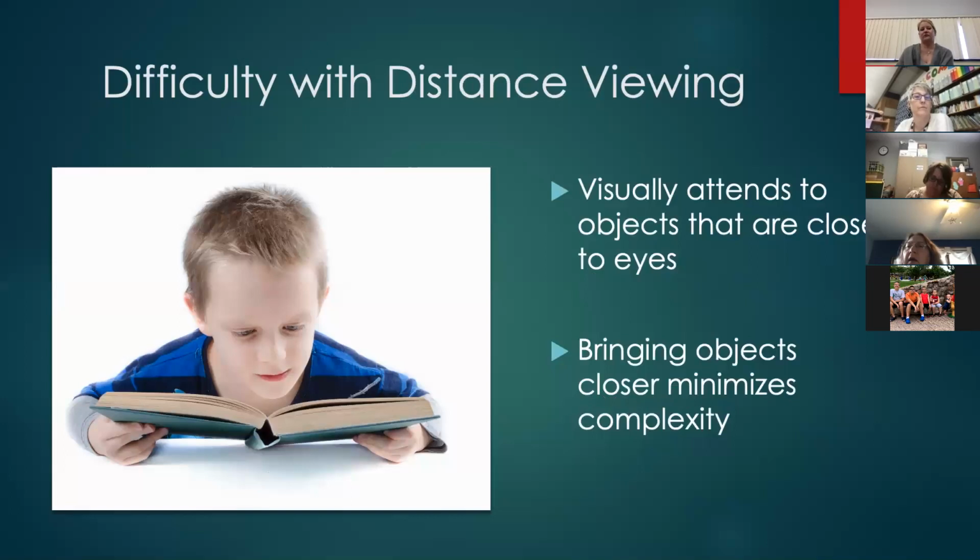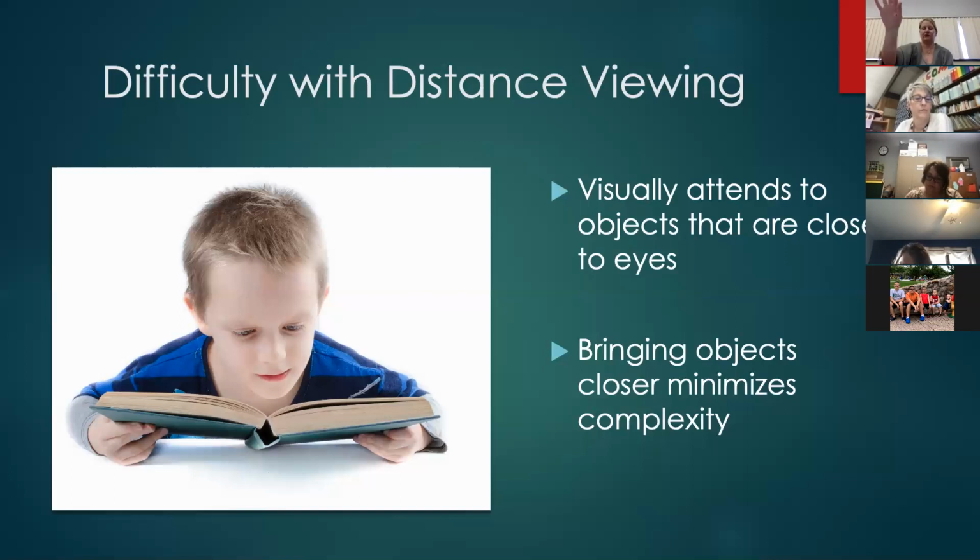Here we see difficulty with distance viewing. Now, oftentimes when we think of kids with vision problems, the first thing we want to say is, oh, let's make things bigger, right? Let's enlarge sheets because they probably have an acuity problem. They might have an acuity problem. Acuity is an ocular condition. It's an eye condition. You might be nearsighted or farsighted.